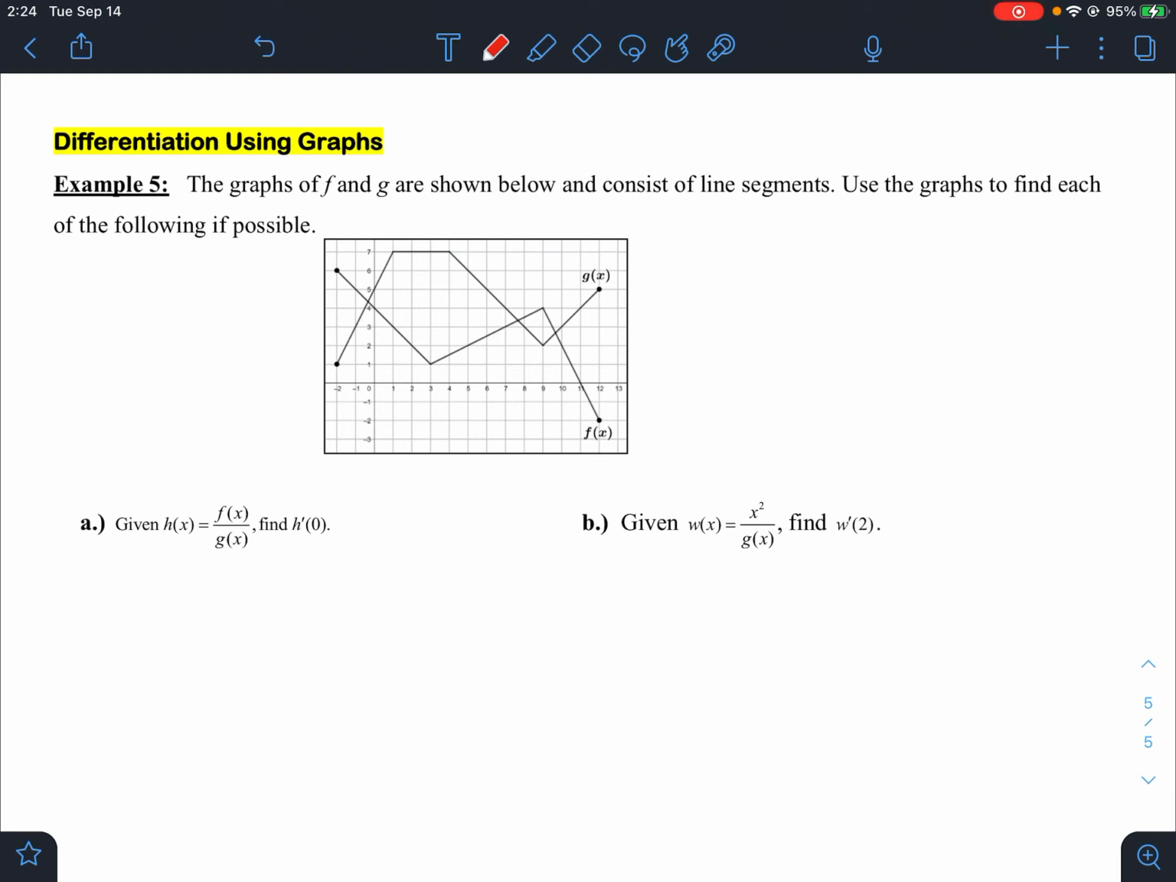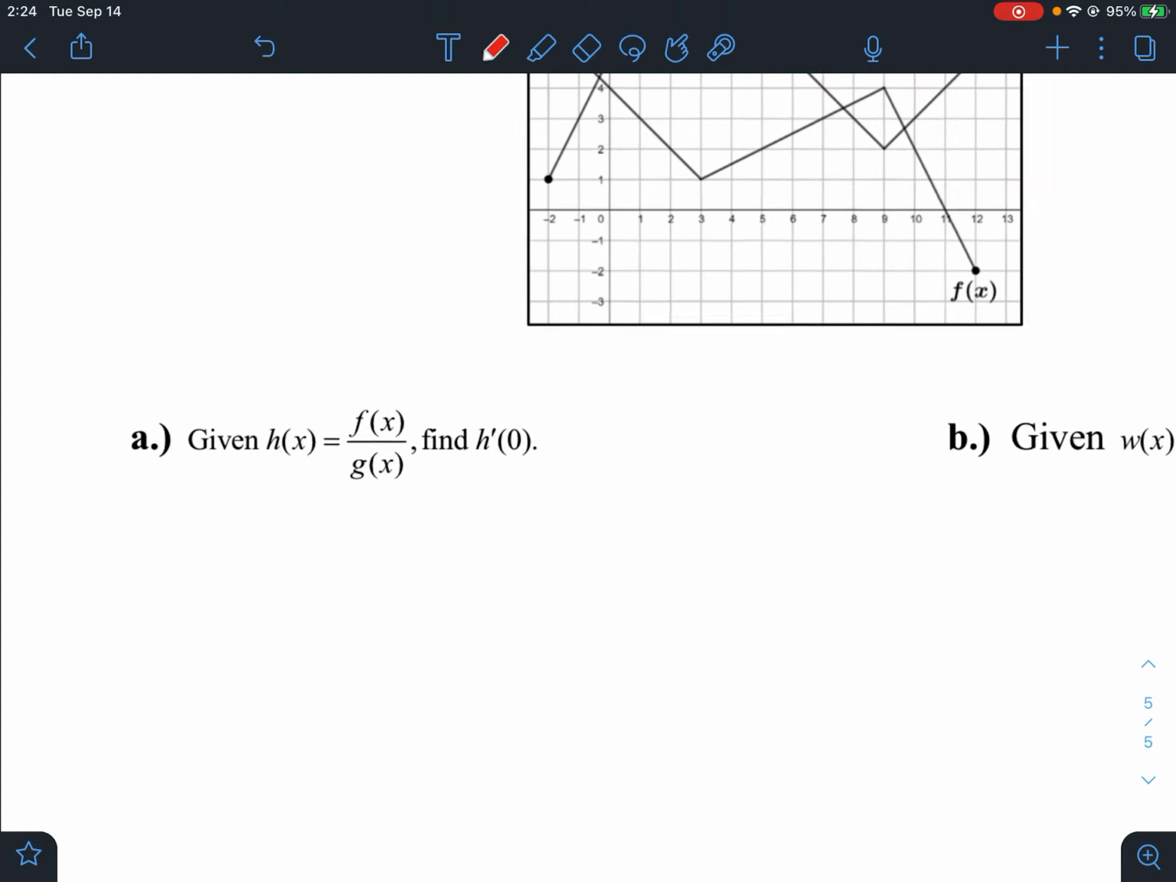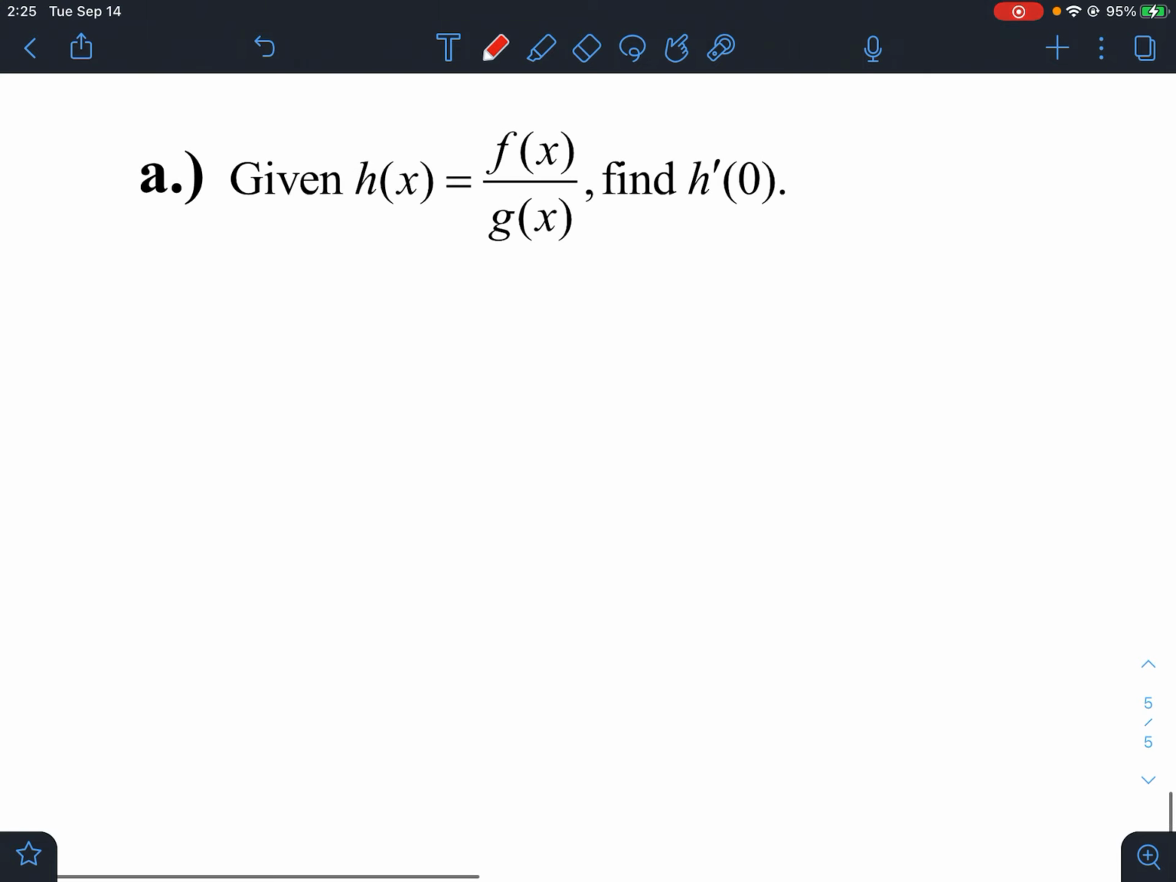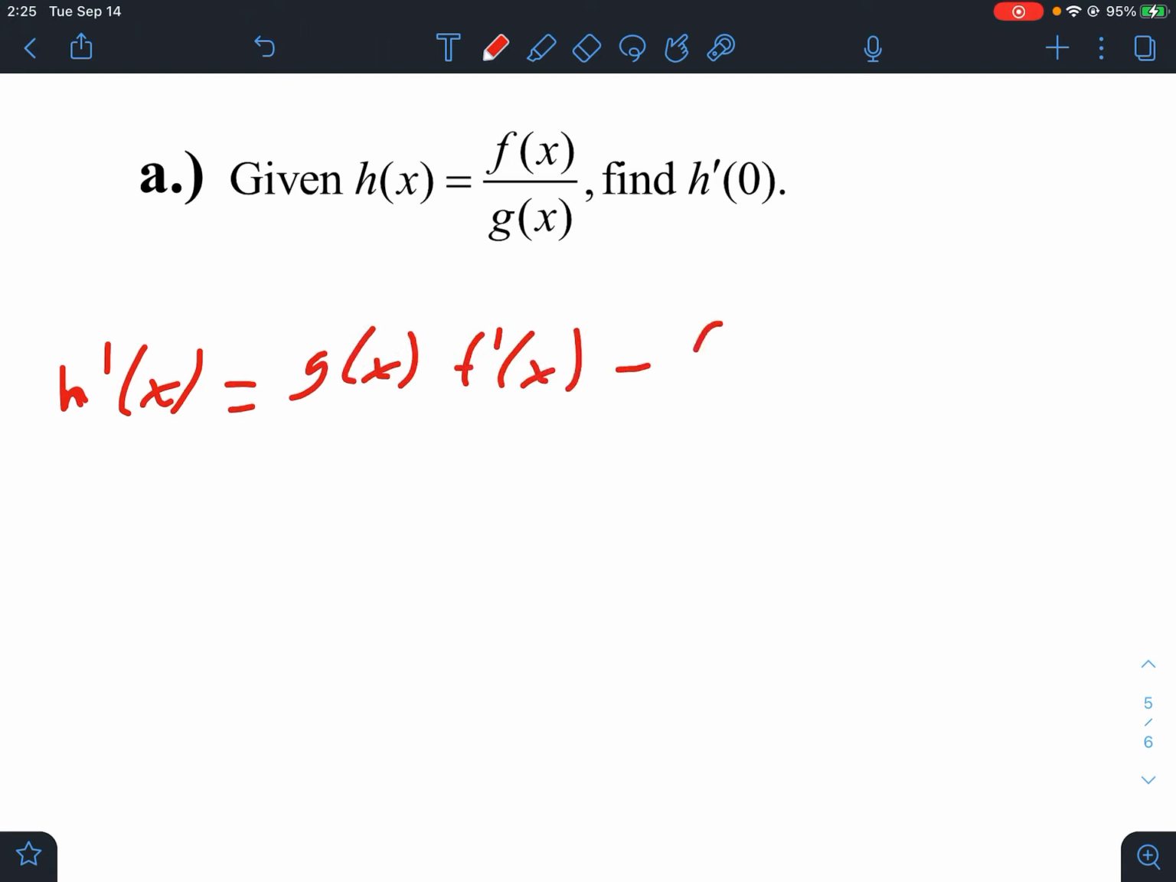All right, our last one here. The graphs of f and g are shown below and consist of line segments. Use the graphs to find each of the following if possible. So again, we have f and g on the graph there, and h is a function of f and g. So the first thing we're going to do is use the quotient rule to find our derivative.